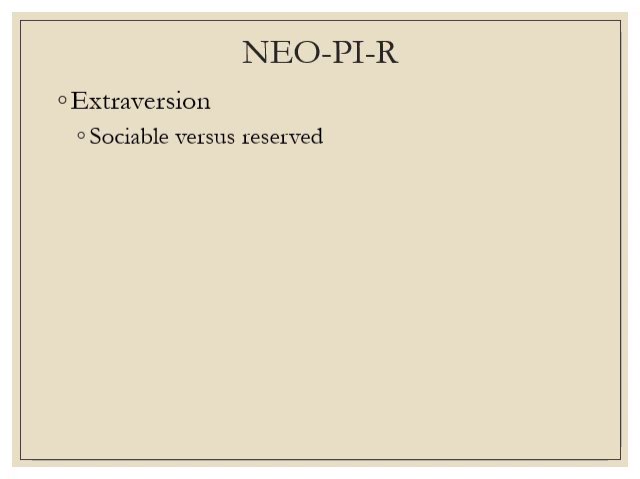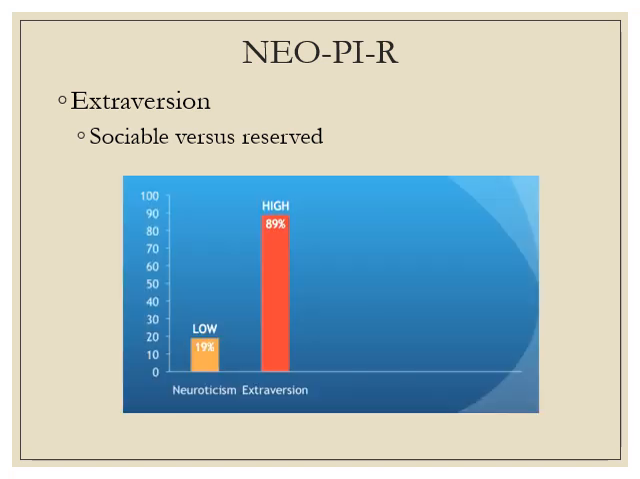Extroversion, most people are familiar with extroversion. It's high social ability, someone who is highly sociable and gets a lot of energy out of social situations, versus an individual who would be low on extroversion, who is more reserved. So this individual scored very high on extroversion, higher than 89% of the population, and this indicates that he's someone who's very social and very energized by social situations.